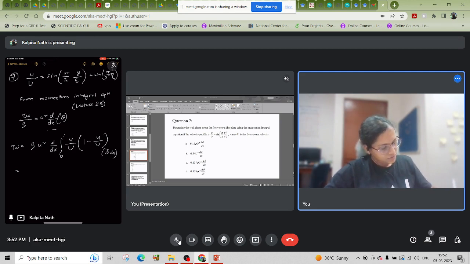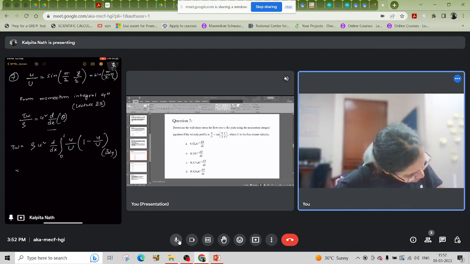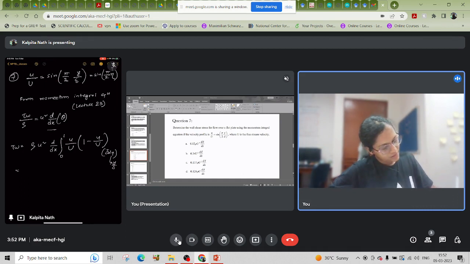Eta is equal to y by delta. So this was y, and this is d eta. It was dy, so we have delta d eta. And as U is there, that's why here U square. So this will be rho U square d delta by dx.